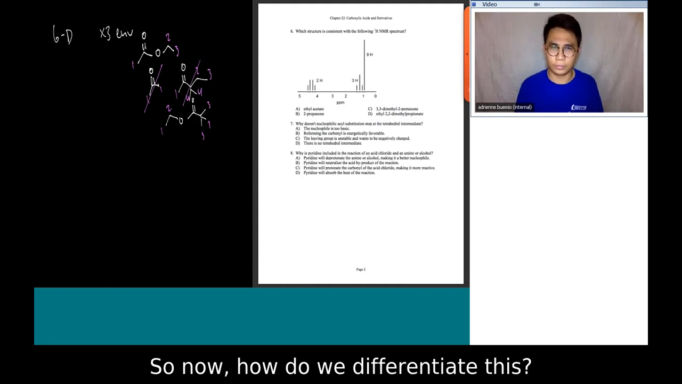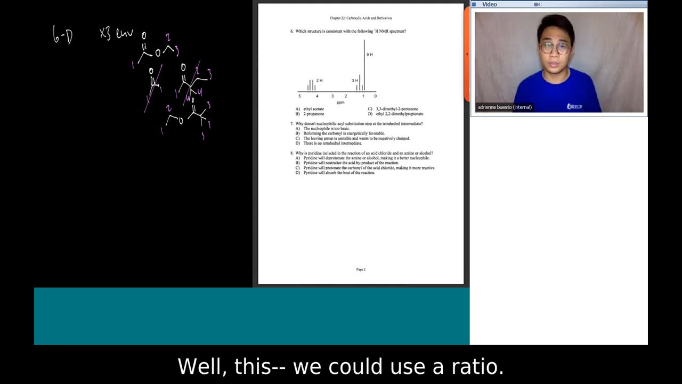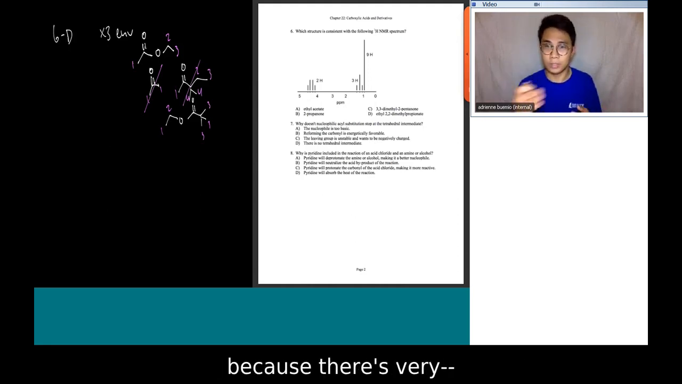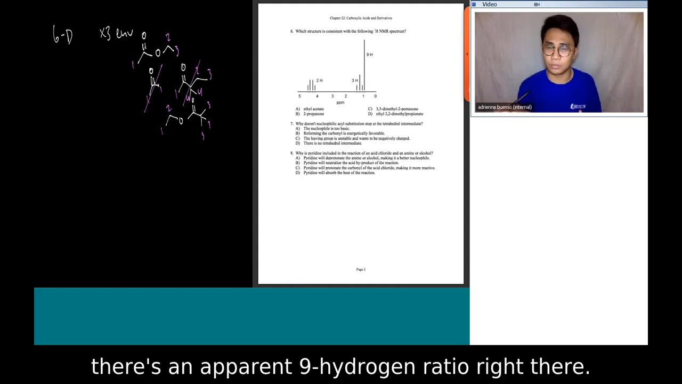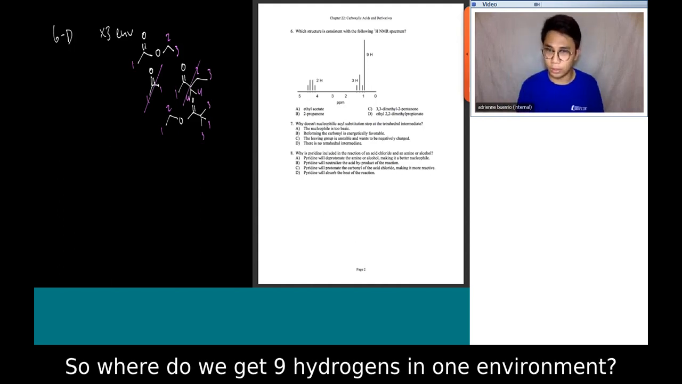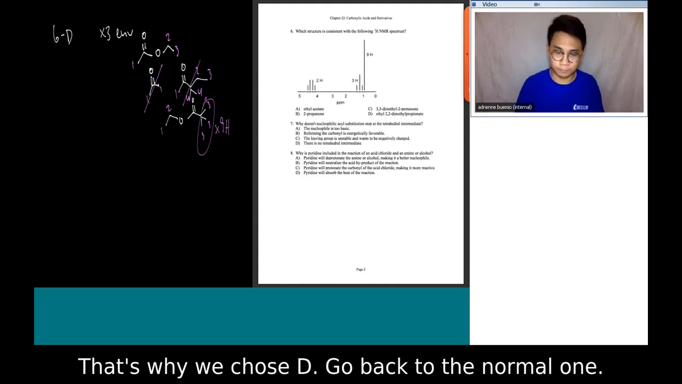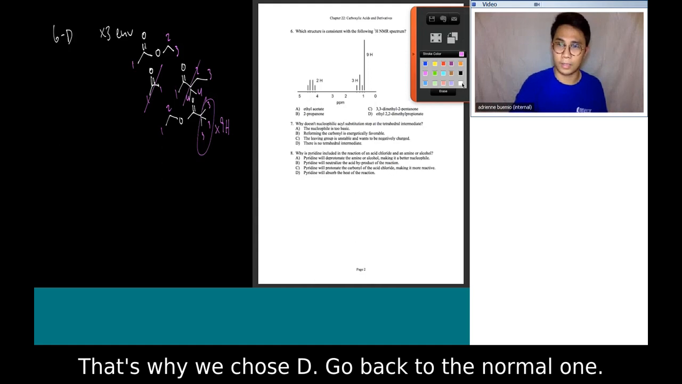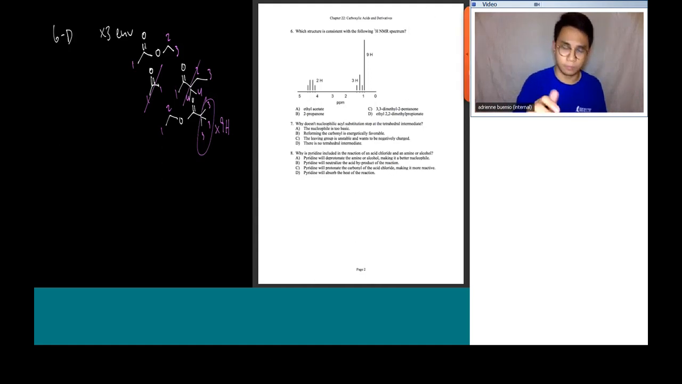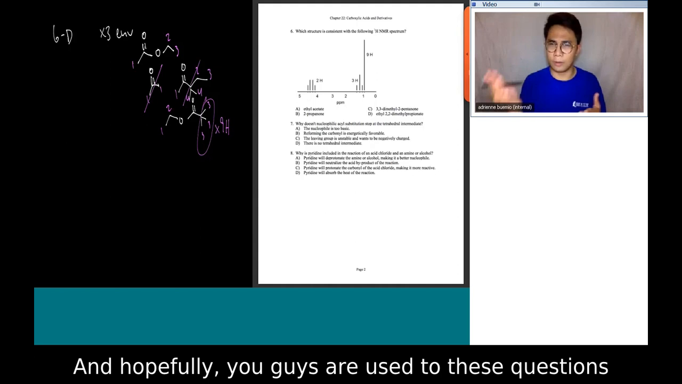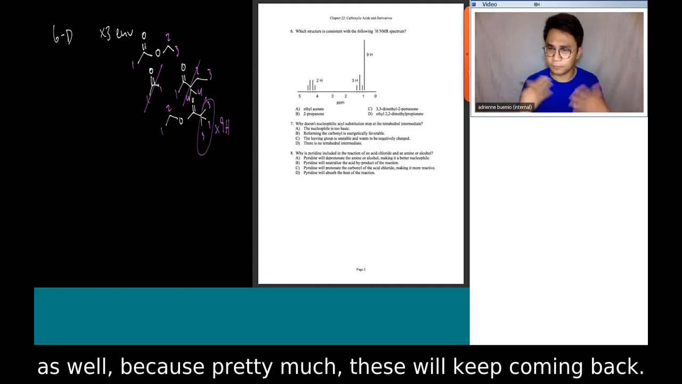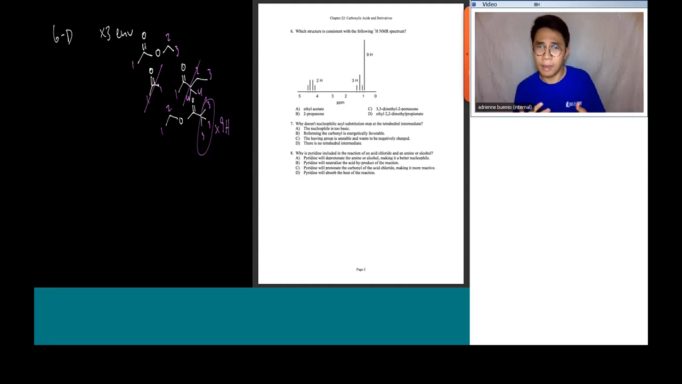So how do we differentiate these? We could use the ratio. It'll be really easy because there's an apparent 9 hydrogen ratio right there. Where do we get 9 hydrogens in one environment? This one, right? One environment, 9 hydrogens. So that's why we chose D. Okay, go back to normal. Hopefully you're used to these questions, because these will keep coming back.